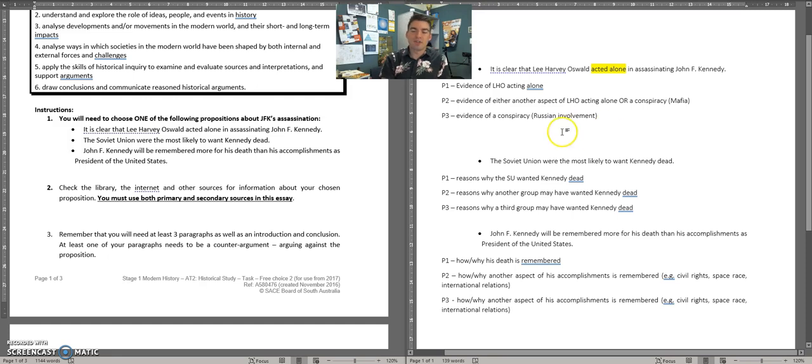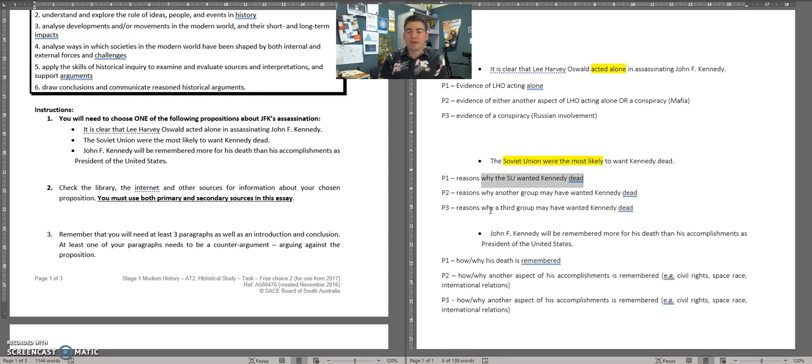Okay. For question number 2, the Soviet Union were the most likely to want Kennedy dead. This one is a bit more straightforward. The key phrase here is the Soviet Union were the most likely. And so because the Soviet Union is mentioned specifically, our paragraph 1 has to talk about why the Soviet Union wanted Kennedy dead. But from there, we can either decide that yes, they were the most likely to want him, but there were others, or yes, they wanted him dead, but there were others who were more likely to want him dead. And so paragraphs 2 and 3 will be about 2 different groups who also wanted Kennedy dead.